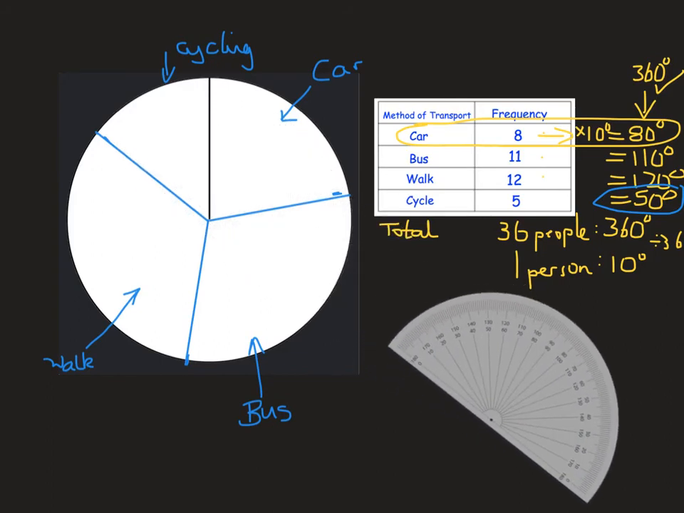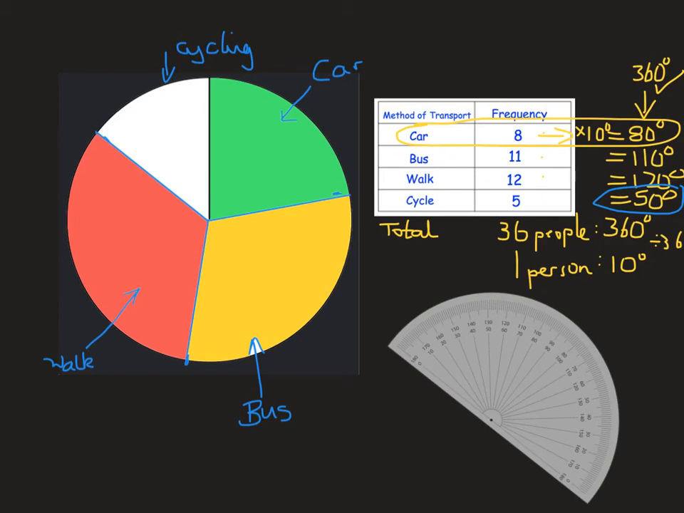At that point, and I don't mind if you do this today, you could colour in the sections. So I could go car, that colour. I can go bus, that colour. I can go walking, that colour. And I could go cycling, that colour. You could do that if you like. And that is my thing.